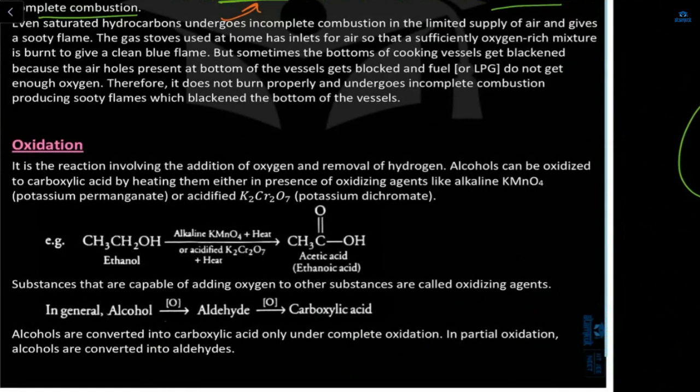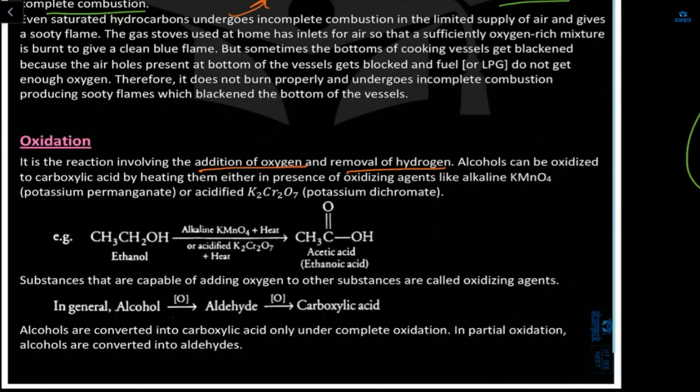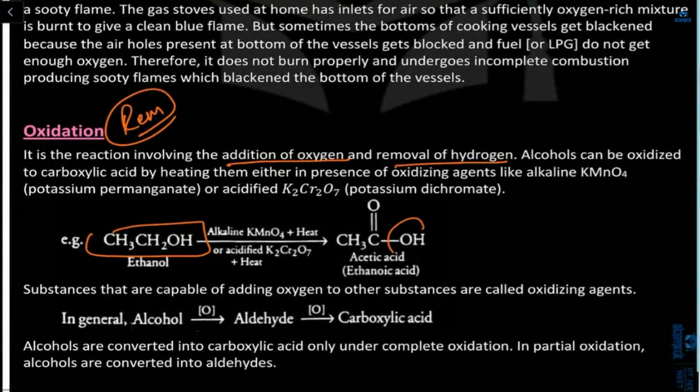It is a reaction involving the addition of oxygen and removal of hydrogen. Alcohols can be oxidized to form carboxylic acid. Here you can see this is the example of ethanol. Ethanol is CH3CH2OH, and oxidation means the removal. So here you can see CH3C double bond O, and here the OH is removed. In this process, substances that are capable of adding oxygen to other substances are known as the oxidizing agent. So simple, oxidizing agent means addition of oxygen.